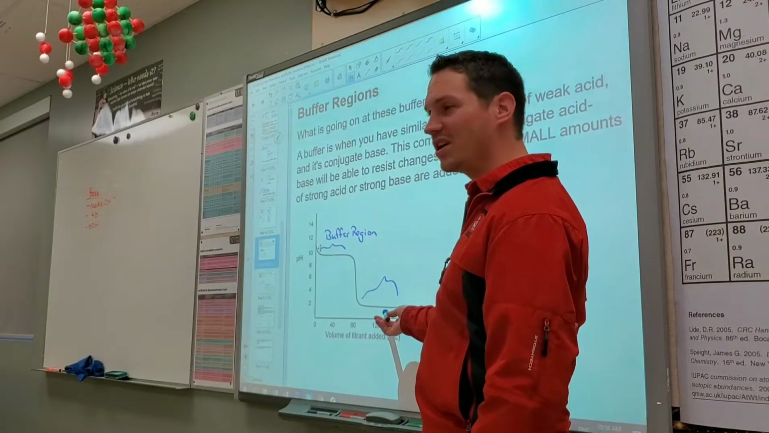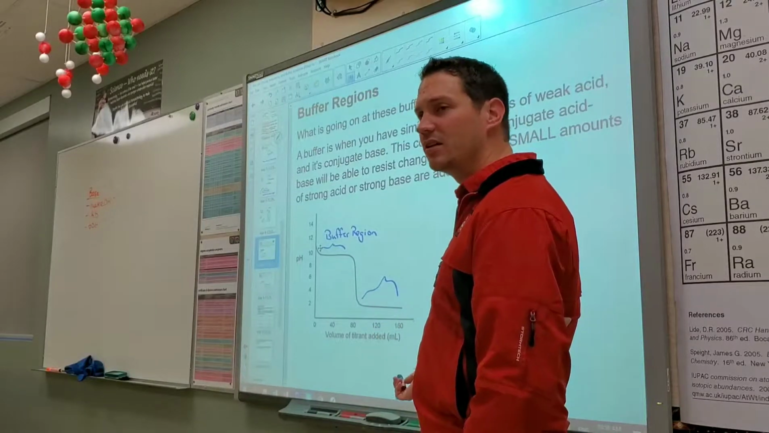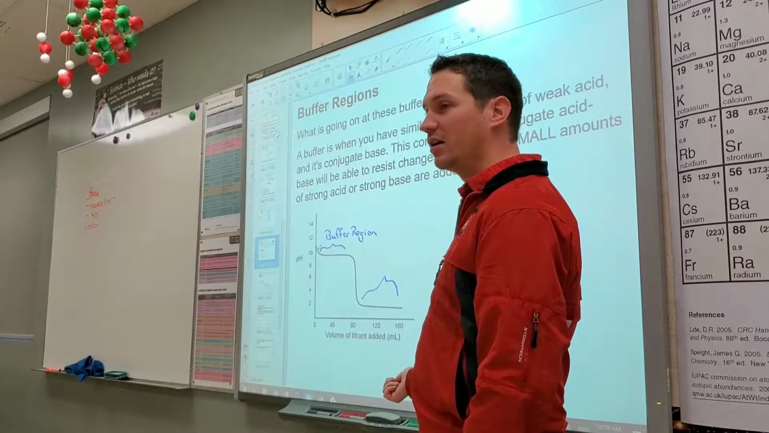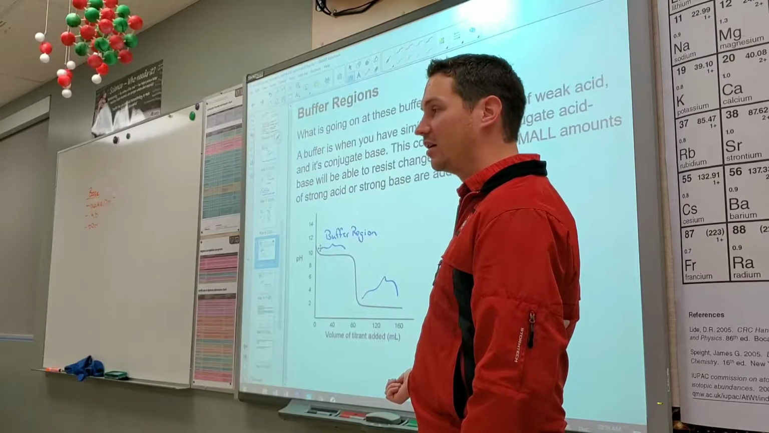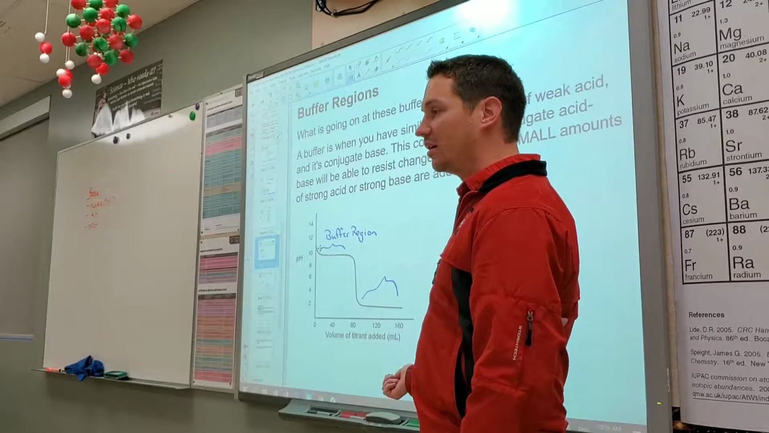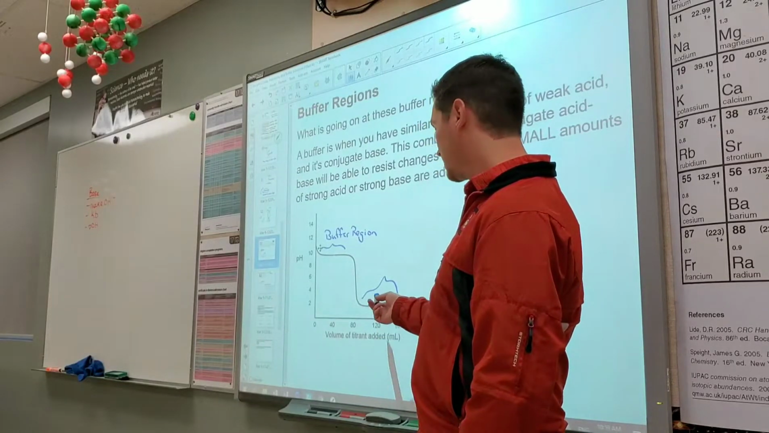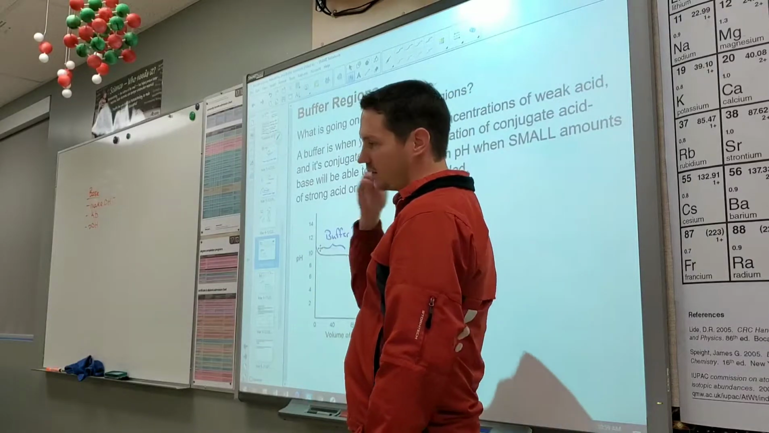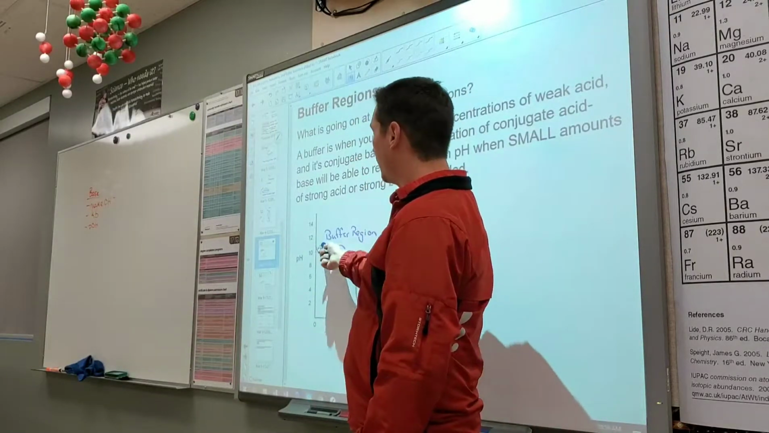I don't know, the slope's not very slanty. Why? It's the weak base and the conjugate acid doesn't exist down there. So what's in here? Are we starting off with a base or an acid? Starting off with a base.